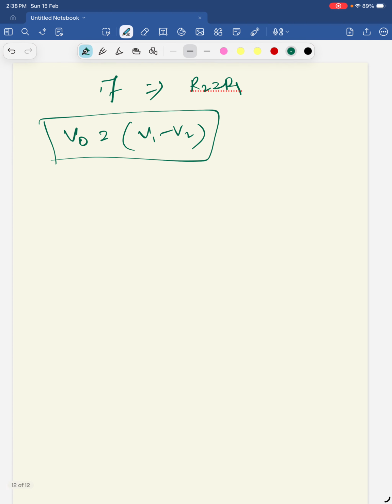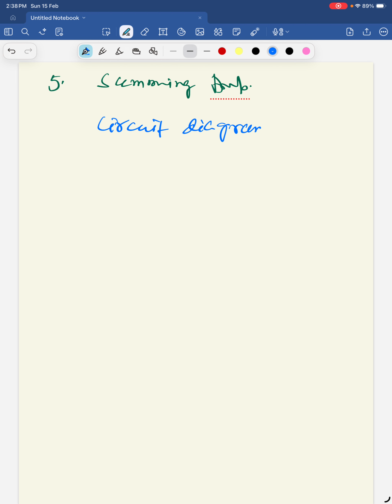Now we will go for number 5, that is summing amplifier. So we will go for summing amplifier. First we will draw the circuit diagram. So circuit diagram of inverting adder circuit. Inverting adder circuit. So let us draw the circuit diagram first.